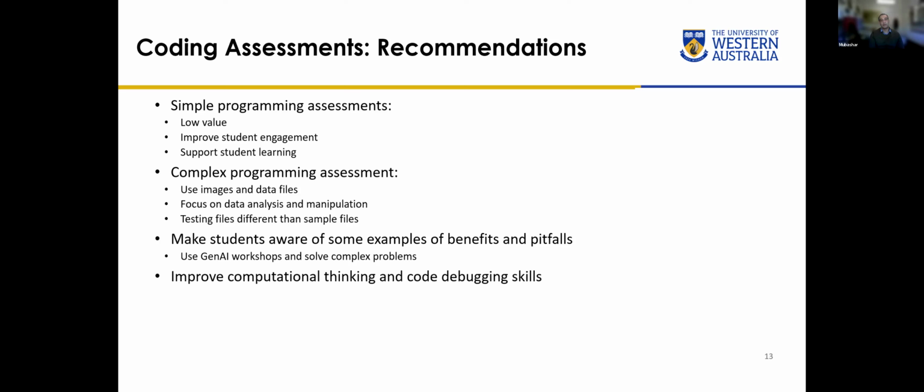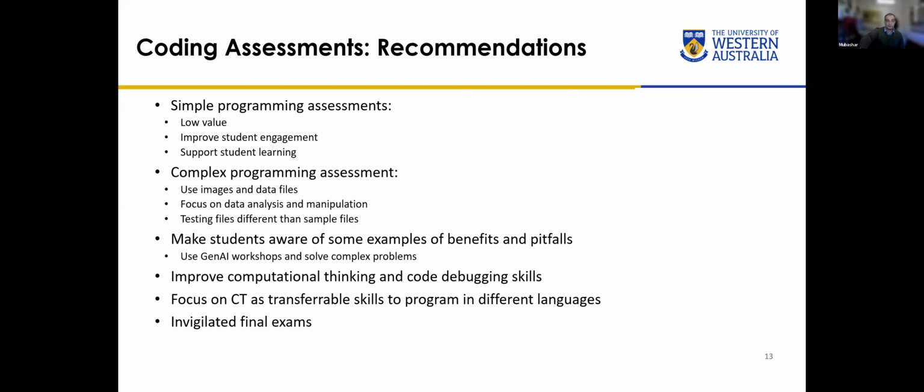I don't think that writing code from scratch will be required in the future, but the students need to understand how it works. Focus on computational thinking as a transferable skill to program in different languages. This is one of the things which is going to be very, very popular. We will be learning just one programming language to understand and develop computational thinking skills. And I believe it will be so easy that any programming language can be used, and each programmer can use any of them. We don't have to learn all those different programming languages in future.